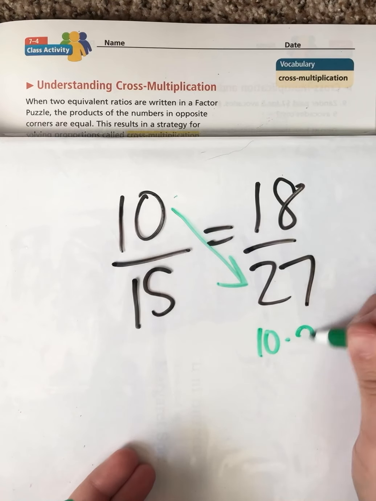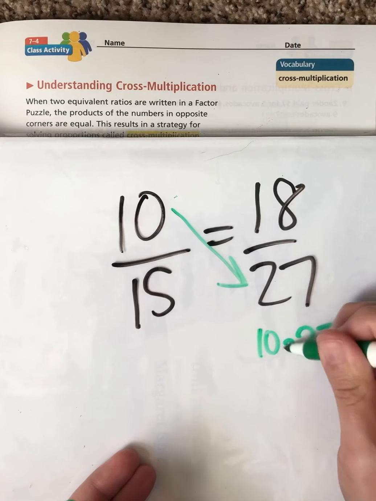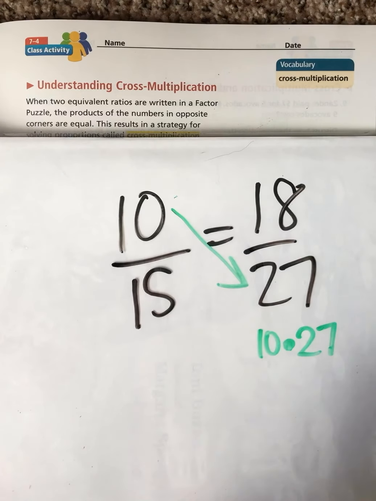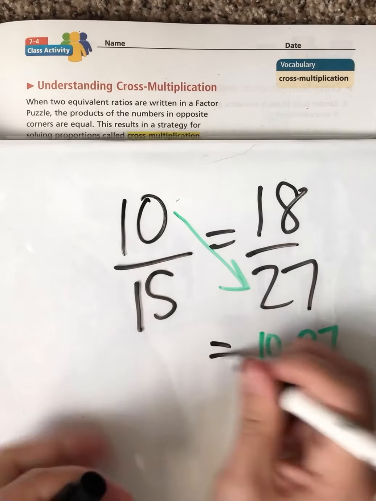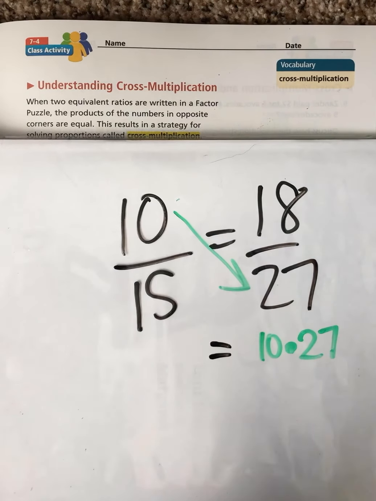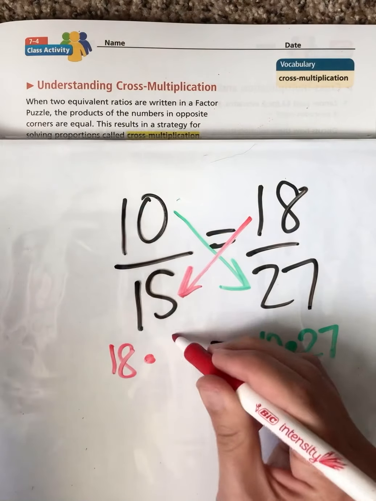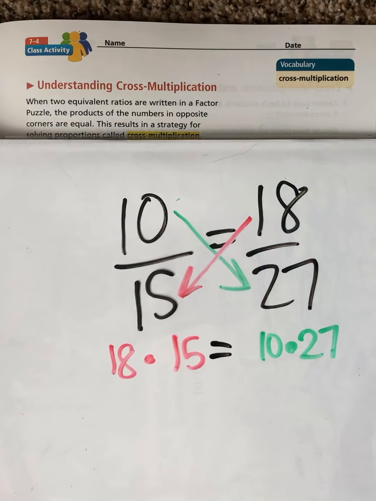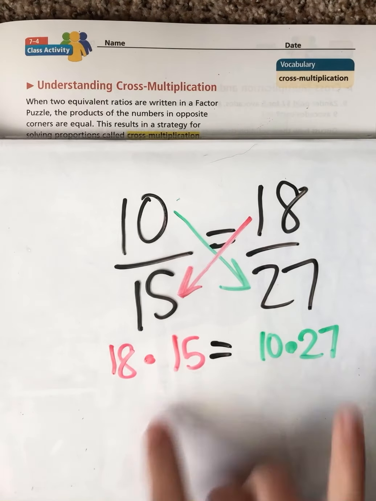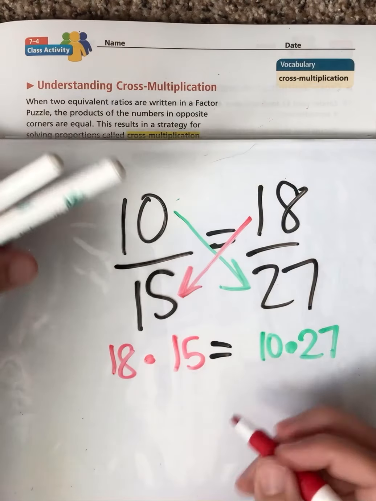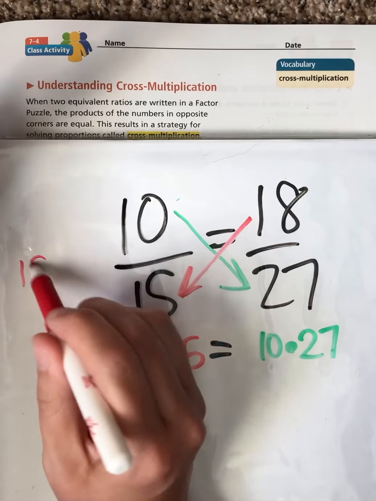What they're showing us in these pictures is that 10/27 would be 10 times 27 on this side, and then on our other side it's equal to 18 and 15, so 18 times 15. And we're just proving that these two sides are equal. I don't have 18 times 15 memorized, so I need to do some math off to the side.